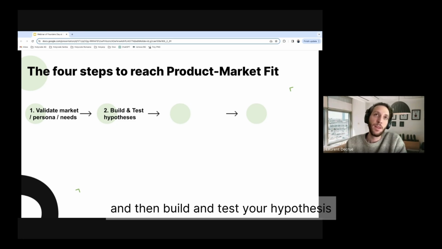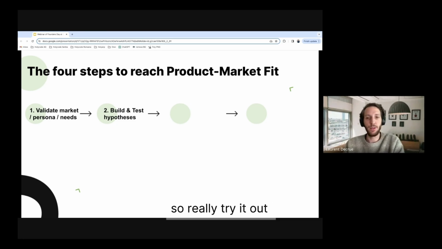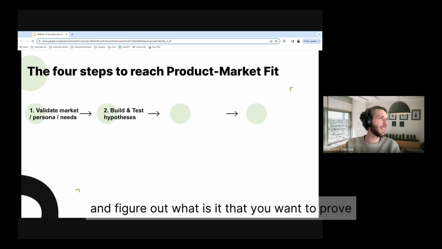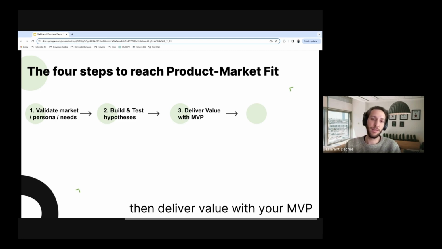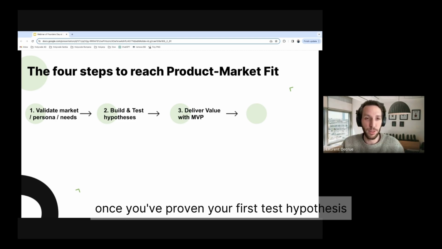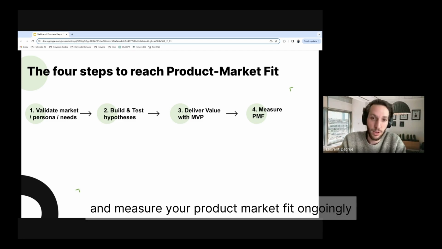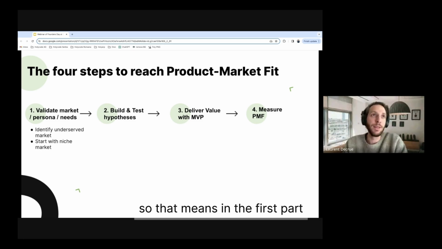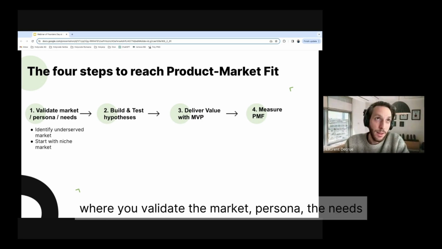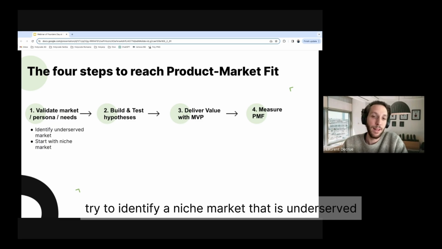And then build and test your hypothesis. So really try it out in something really small and figure out what is it that you want to prove, and then deliver value with your MVP once you've proven your first test hypothesis, and measure your product market fit ongoingly.